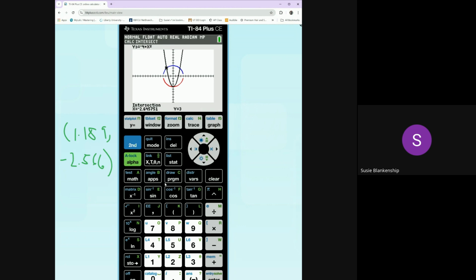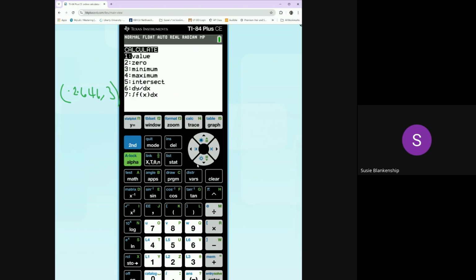So we have intersection at, what is that? Negative 2.646. There's a decimal point there, comma 3. All right, let's go to find the other one.